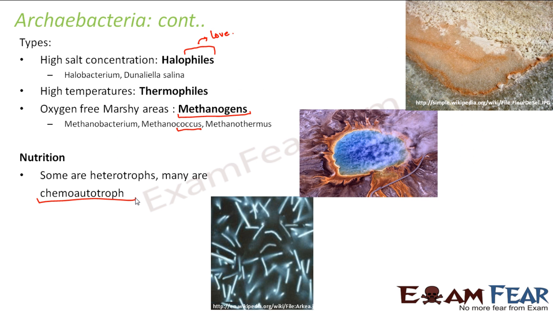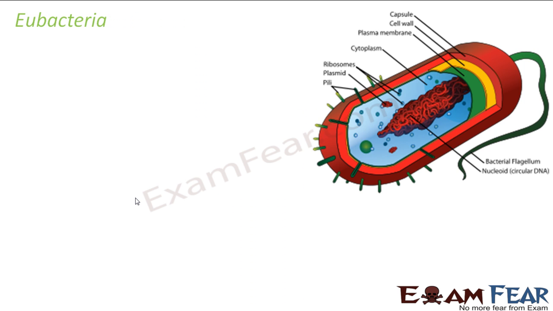These chemicals are nothing but using organic matter. You use any organic substances, try to snatch away the chemicals from them and then try to prepare food with the help of those chemicals. So that is known as chemoautotrophs. So many of them are chemoautotrophs, however some are heterotrophs as well. That is, they depend on others for their food. So with this we will end our discussion on Archaebacteria.